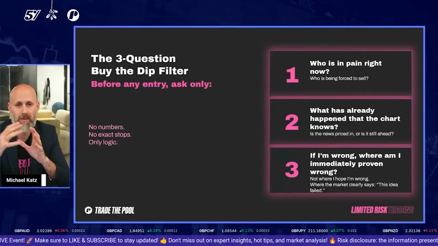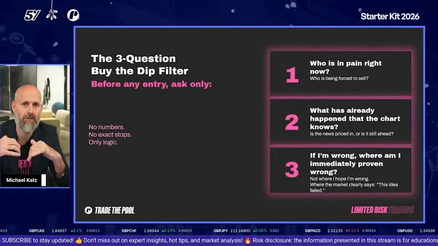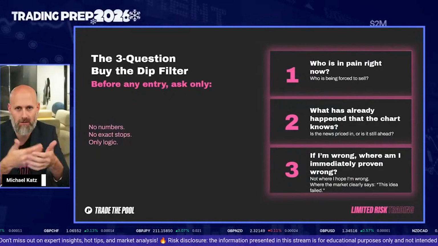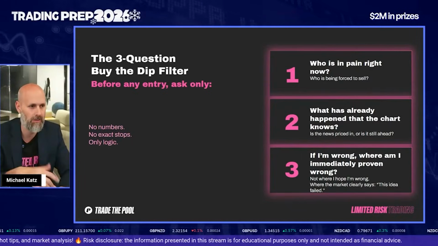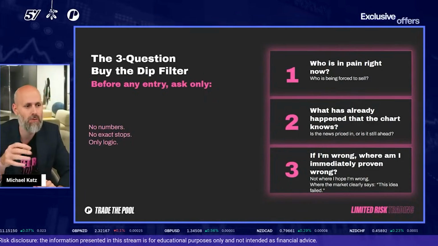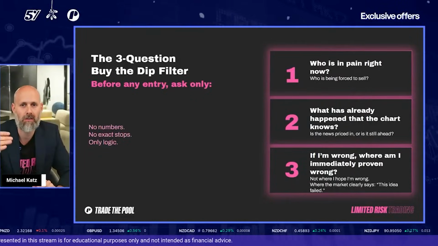Those guys, that could be automated stops, right? A hard stop in the system will trigger the stop losses, which will trigger the forced-to-sell moment, idea, concept. So ask yourself this at first. Then go to the second stage, which is what has already happened that the chart knows.